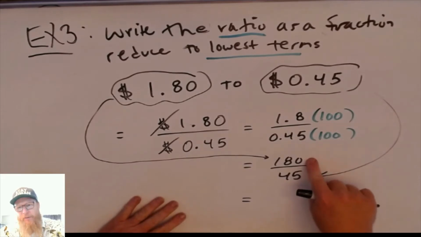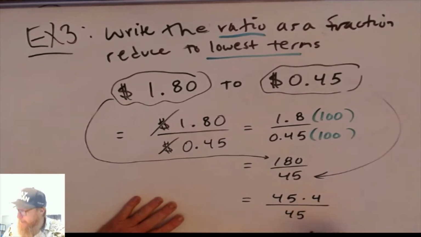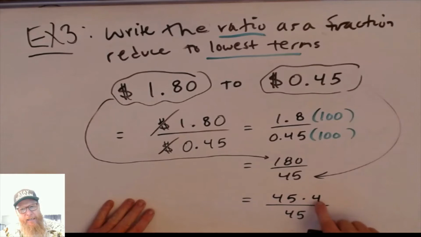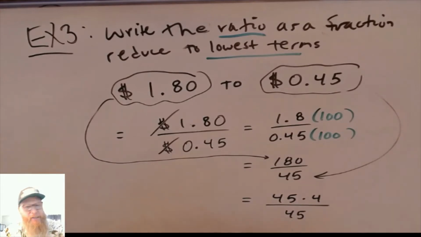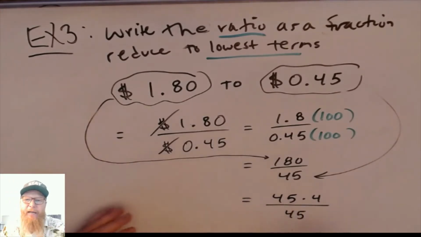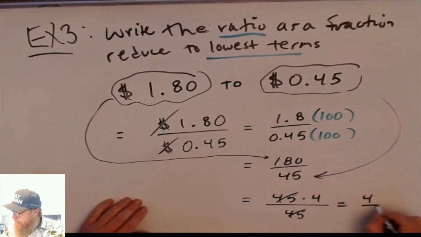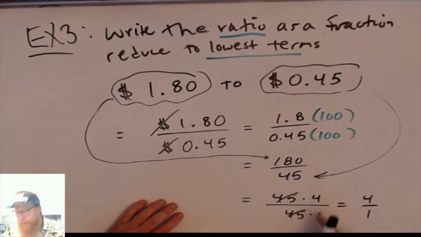45 actually goes into 180 4 times. Yeah, if you don't believe me, 4 times 5 is 20, and 4 times 40 is 160. And so there it is. 160 and 20 is 180. Or you could take out your calculator. And so this ratio is 4 to 1. Yeah, there's an invisible 1 in the bottom down here.